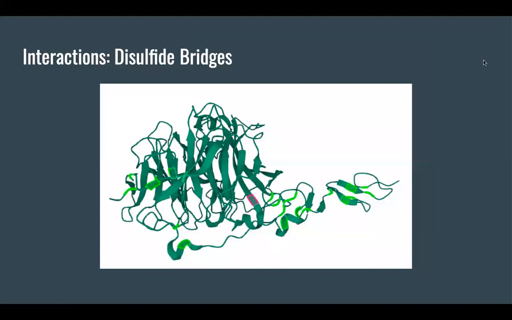So the disulfide bridges are highlighted in the image above. They're kind of hard to see, but they're there. Most of them are in green. But the disulfide bridges are cysteine residues that just help stabilize the tertiary and quaternary structures of the protein, just giving them more stability.